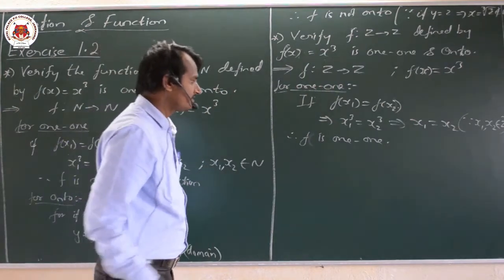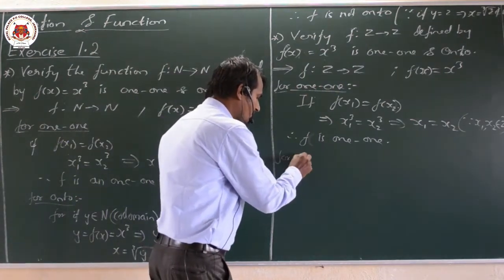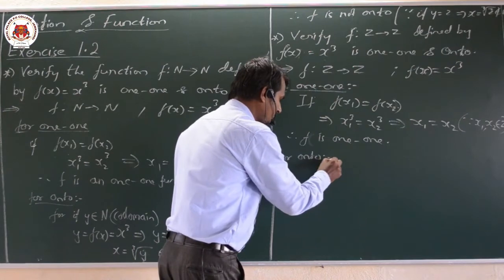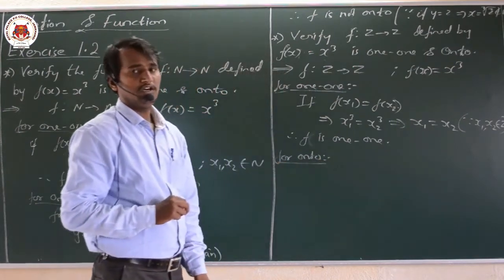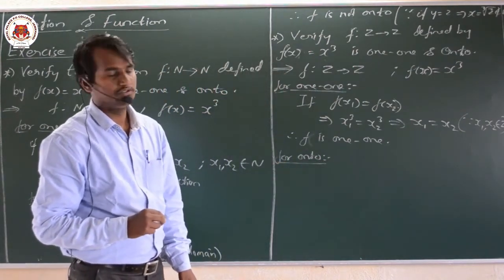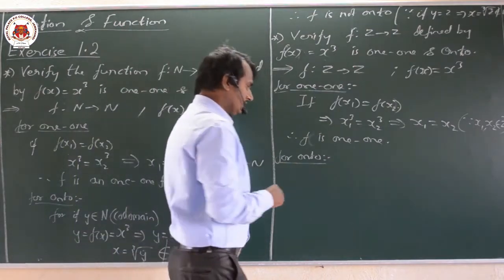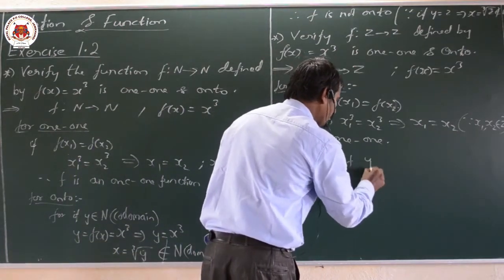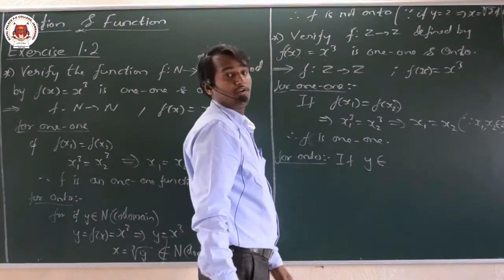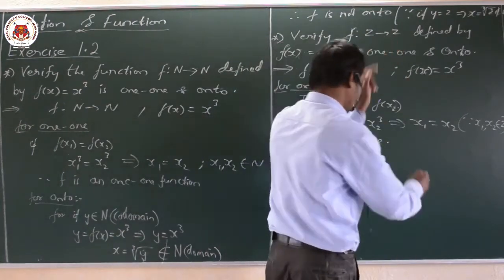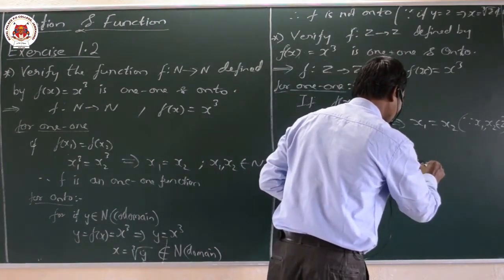Now let us check for the onto function. How do we have to check for this particular onto, that we shall see. That is, if y belongs to the codomain. What is a codomain, dear friends? Codomain is nothing but Z, that is the codomain.